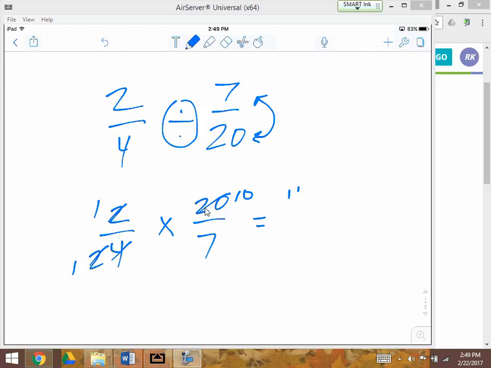So my answer is 10/7, or I can write it as 1 whole and 3 out of 7 left. So either of these would be acceptable answers for this problem.